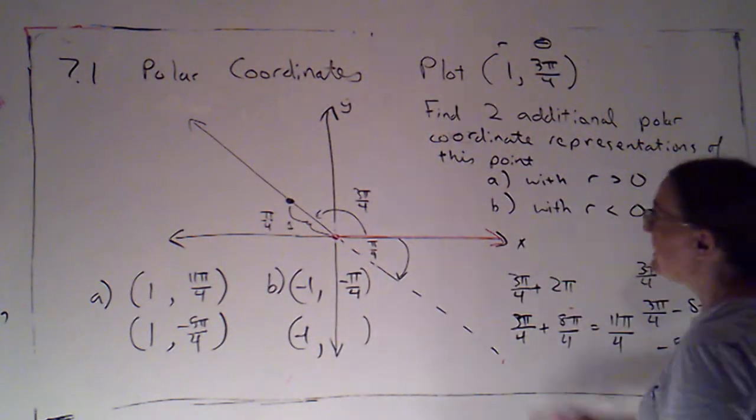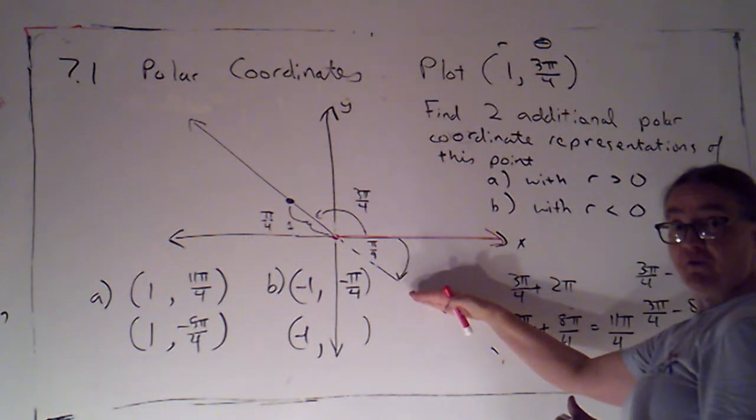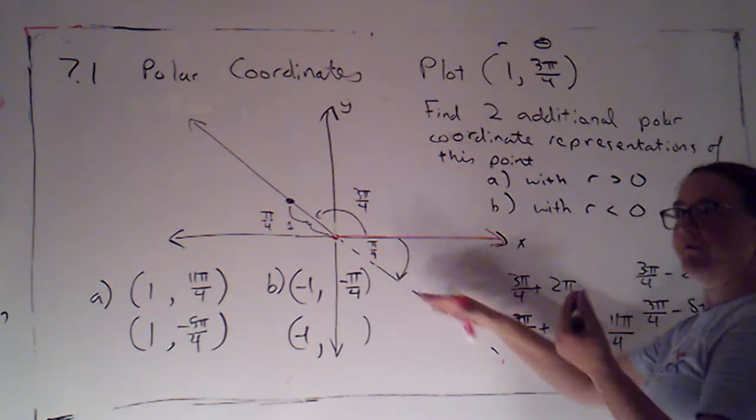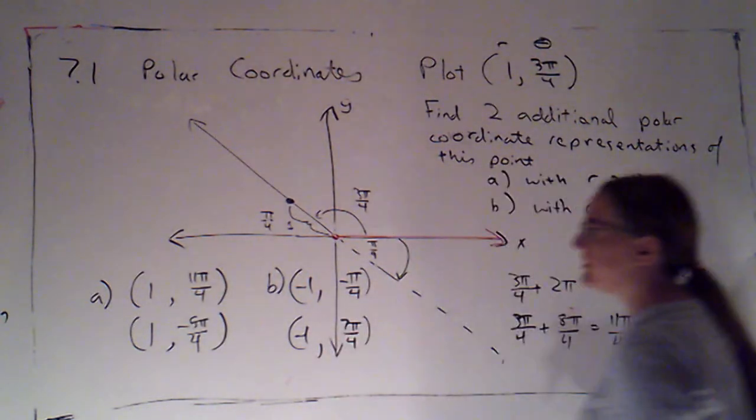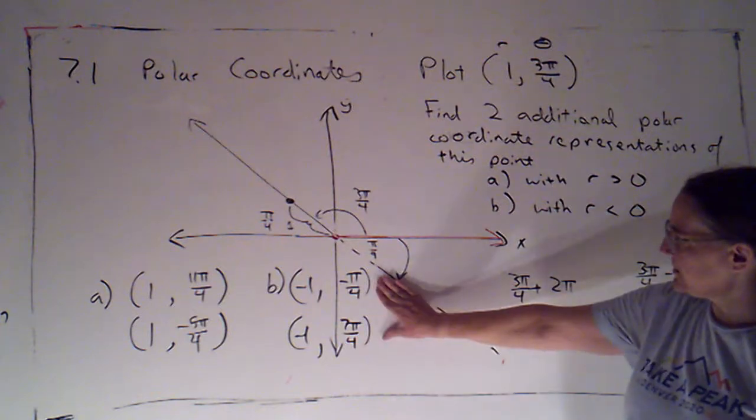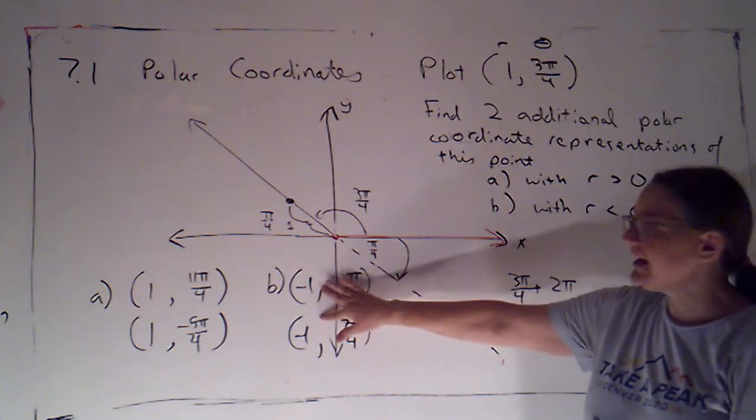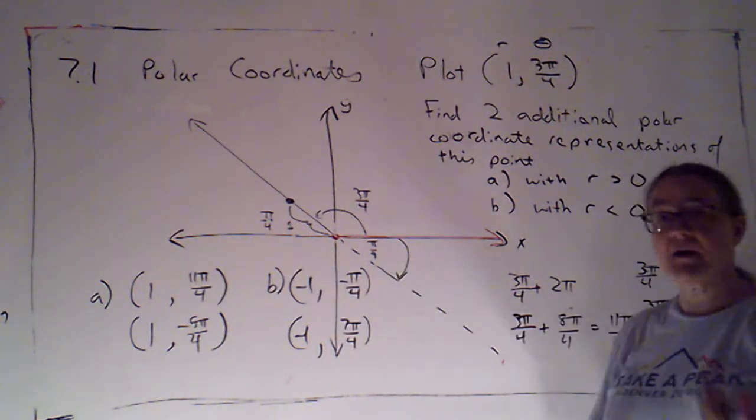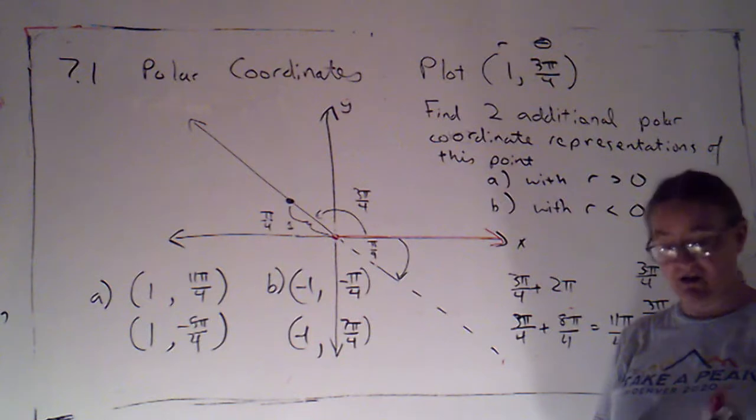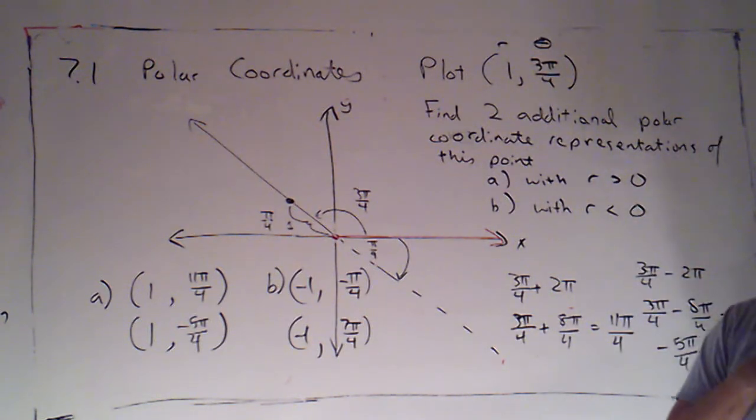That would give me 2 pi minus pi over 4. That's 8 pi over 4 minus pi over 4. That would be 7 pi over 4. So here are two polar coordinates for this point that have a negative r value. Now, I happen to have chosen, in both cases, one positive angle and one negative angle. That wasn't part of the directions. That was just my choice.